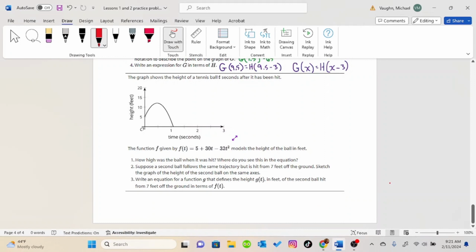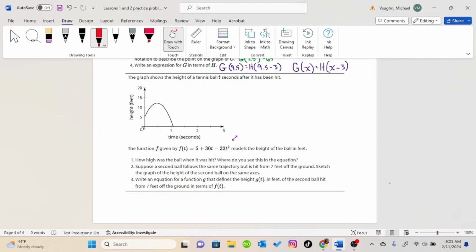Our final practice problem. The graph shows the height of a tennis ball t seconds after it has been hit. The function f given by f of t equals 5 plus 30t minus 32t squared models the height of the ball in feet. Number 1. How high was the ball when it was hit? Where do you see this in the equation?